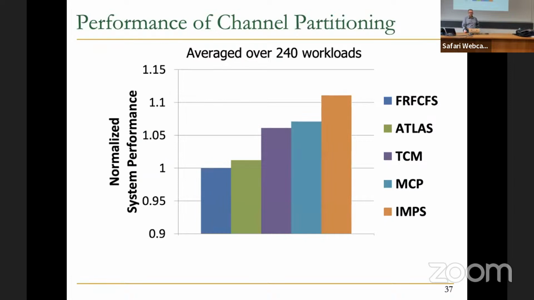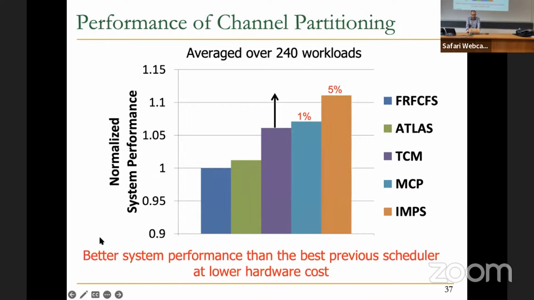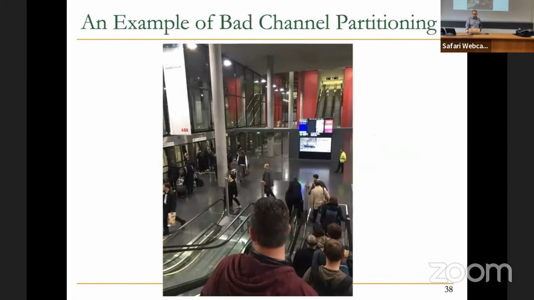Now let's take a very quick look at some results. You can see that all results are normalized to FRFCFS, and all these techniques like MCP and IMPS actually provide better performance compared to the state of the art back then. So better system performance than the best previous scheduling at that time, at lower hardware cost. And we always need to avoid bad channel partitioning.